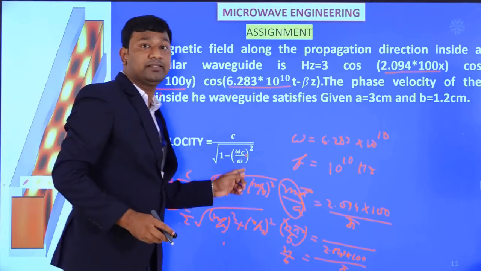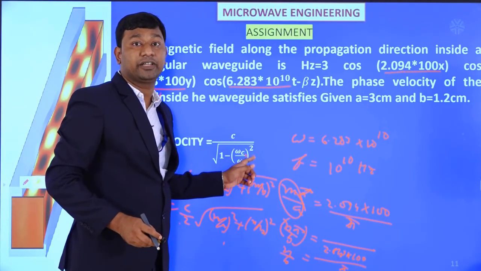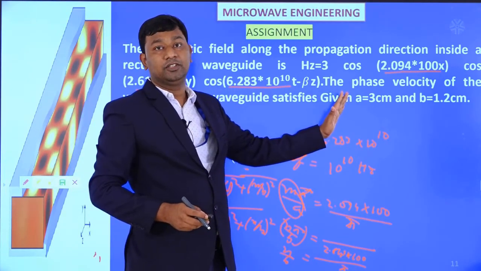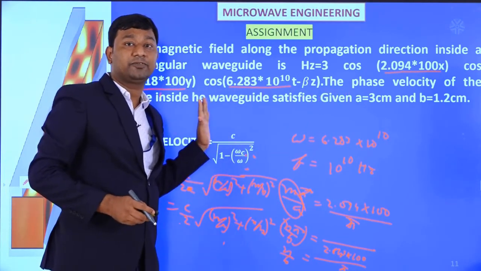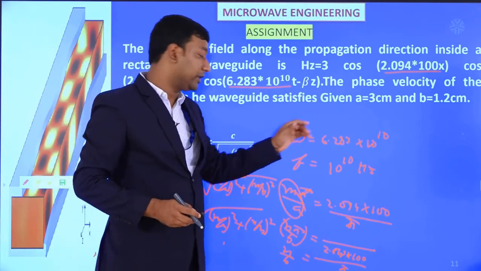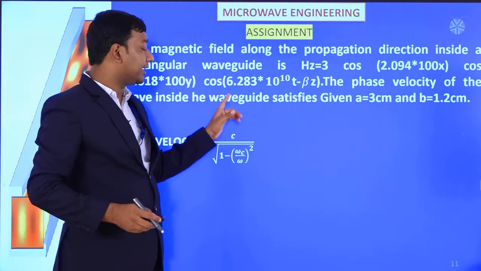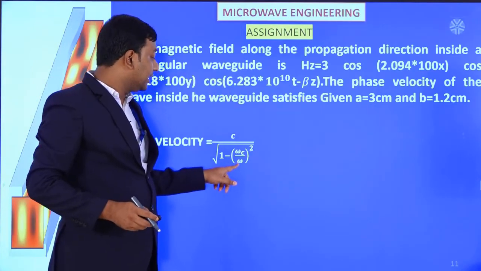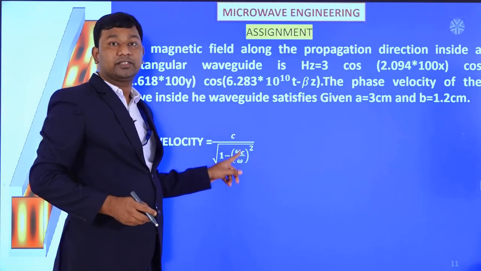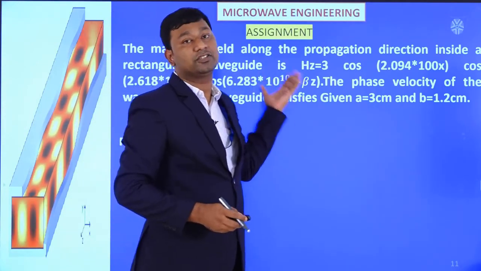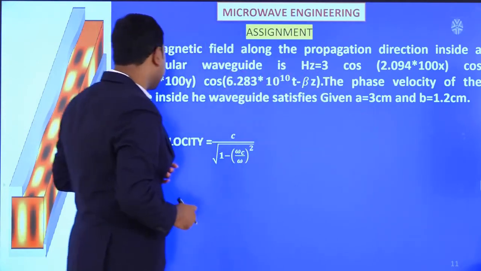So if the frequency is greater than the cutoff frequency, then only the wave is propagated through the medium. If the frequency is less than the cutoff frequency, then no wave will propagate. So the phase velocity will exist if your frequency is greater than the cutoff frequency. If it is less than the cutoff frequency, then no wave will propagate, and the phase velocity will become 0. So from this we can find out the phase velocity.